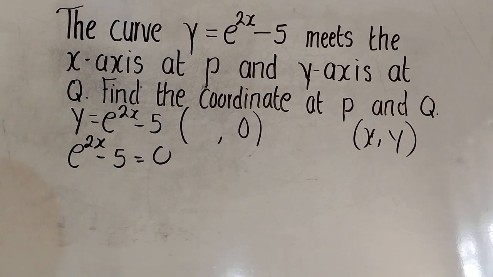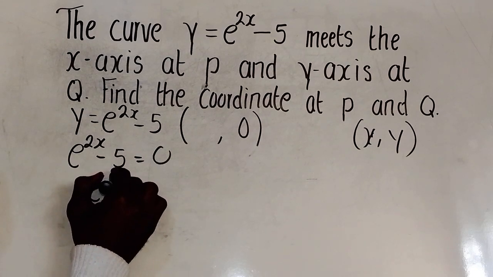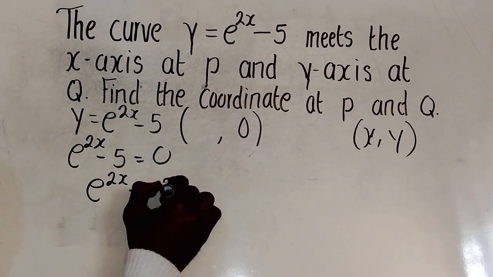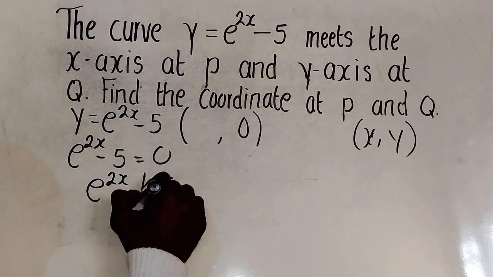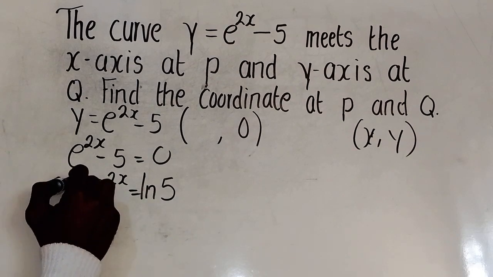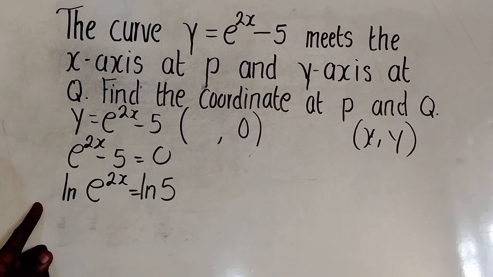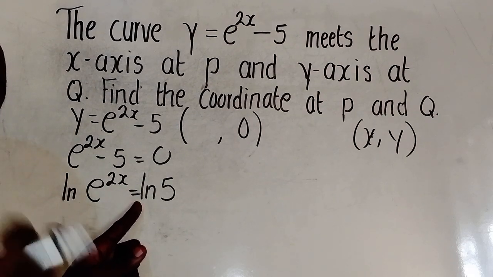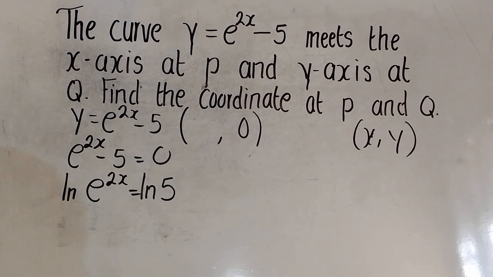Okay? The next step now, you move this 5 to the other side. So it is now e to the power 2x equals 5, like this. Now, how can we solve this one? We introduce the natural log. So we say ln of 5, and on this side also natural log. The next step, according to the logs, when they say natural log of e raised to a certain power, this power will become the product of the log.